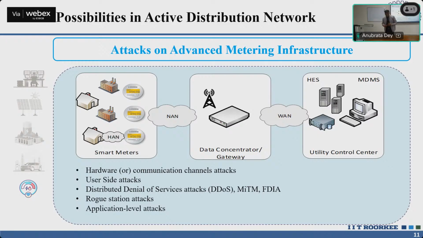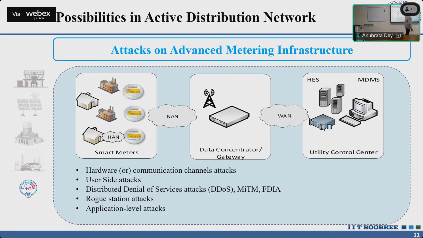Advanced metering infrastructure, where you are using the smart meters. So at this side, where your house is and where your meters are, that is normally controlled by some local network. It is called the house area network. Then you have the data concentrator, gateway, anything on the communication side, that is usually controlled by the NAN, neighborhood area network. This is one type of communication.